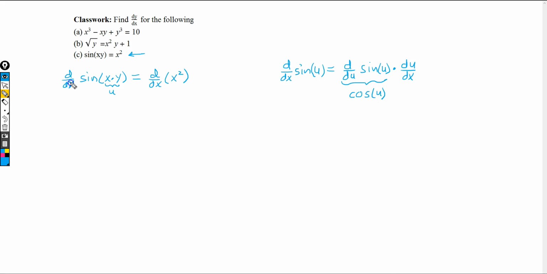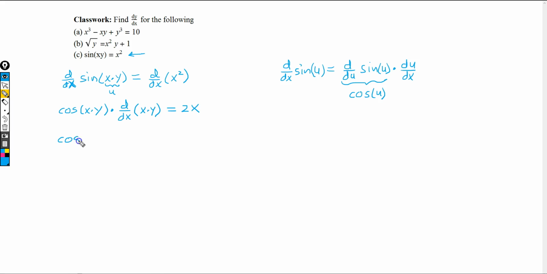So now what this is going to be, then, is we think of differentiating first with respect to the inside, which is u, and we're going to get the cosine of x times y. And then we have to multiply by d dx of the inside, which is x times y. You see the x times y is like the u over here. And then this is just 2x. Now we still have to evaluate the derivative with respect to x of x times y.